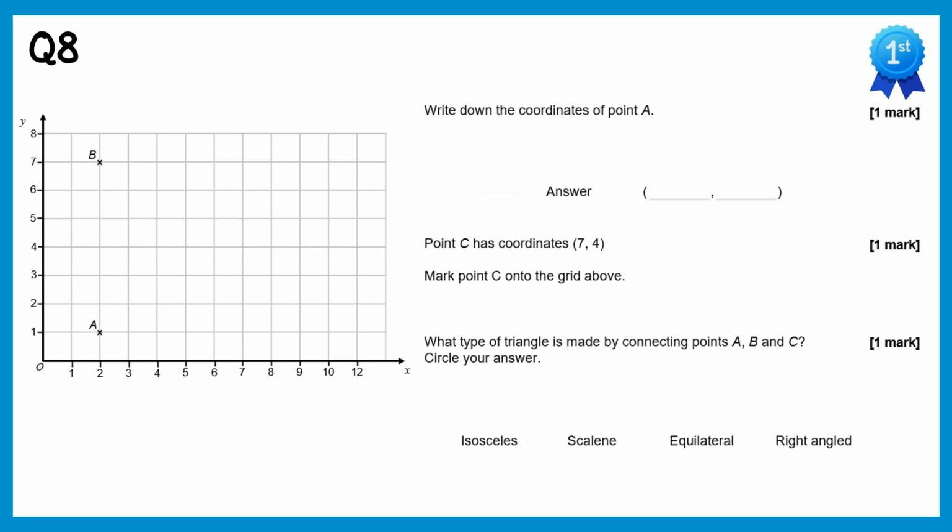For the first part of this question, we need to write down the coordinates of A. So we'll start at A and go down to the x-axis. We read off the value 2, and then we go across to the y-axis and read off the value 1. So the coordinates are 2, 1.